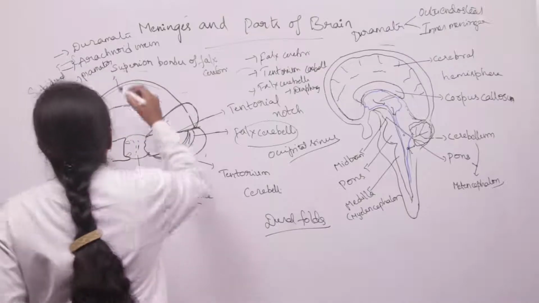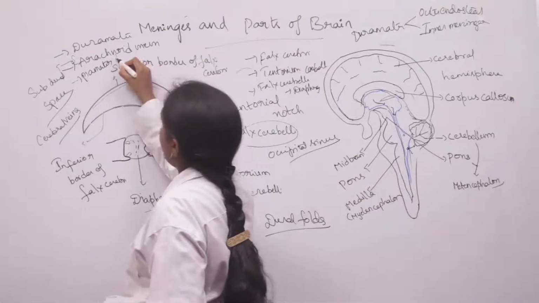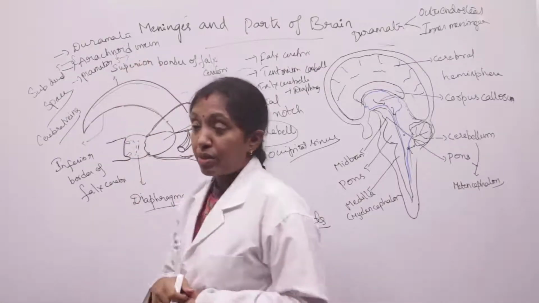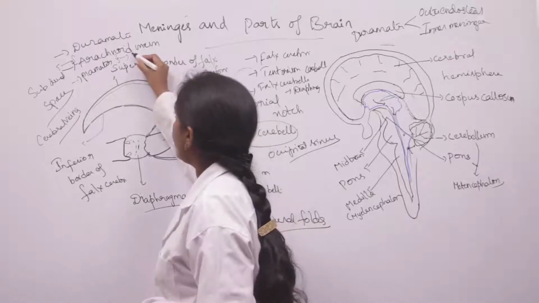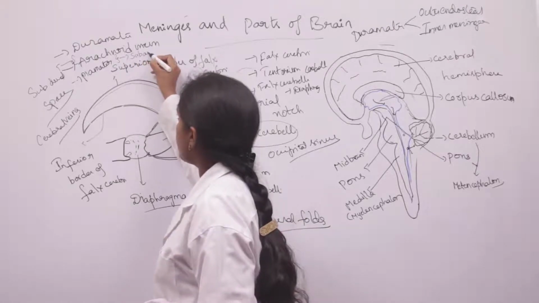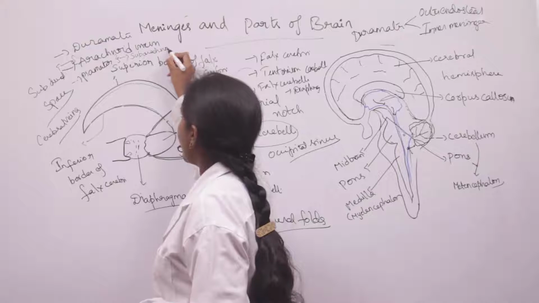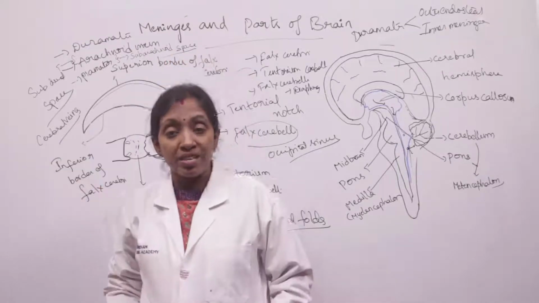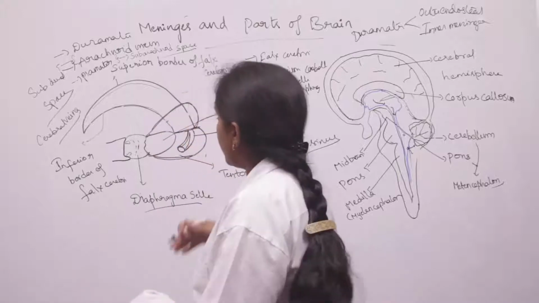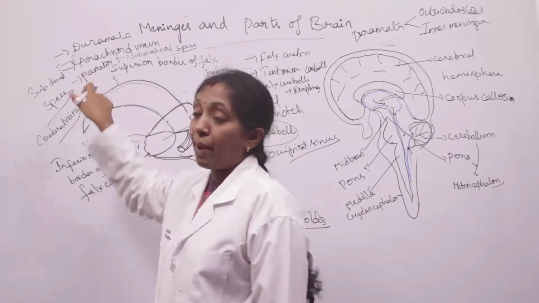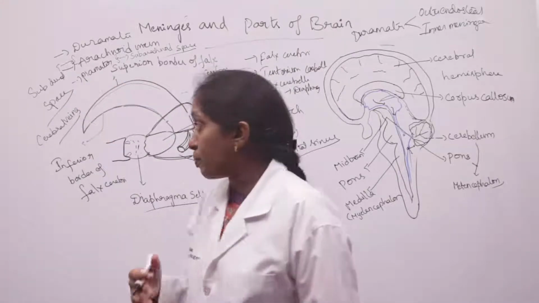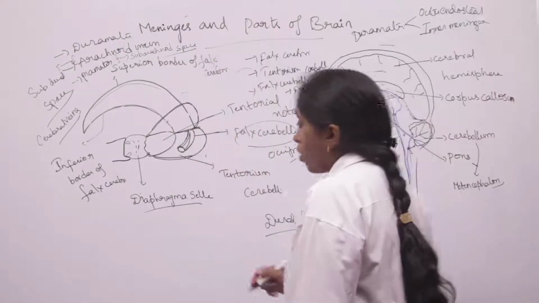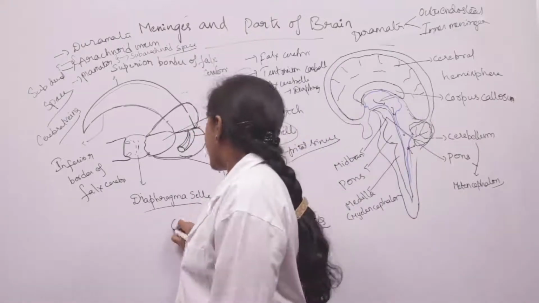The space between the arachnoid membrane and pia mater we call the subarachnoid space. Subarachnoid space is very important. What is the subarachnoid space? The space between the arachnoid membrane and the pia mater we call the subarachnoid space, and the subarachnoid space consists of CSF.